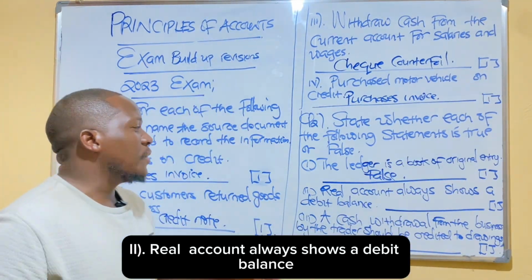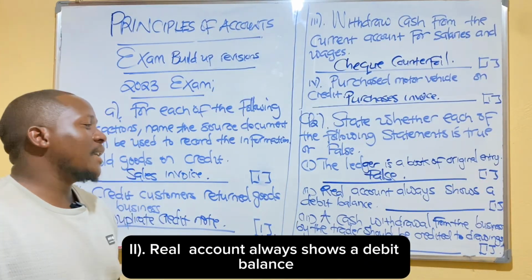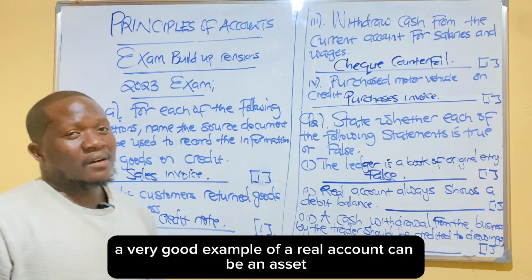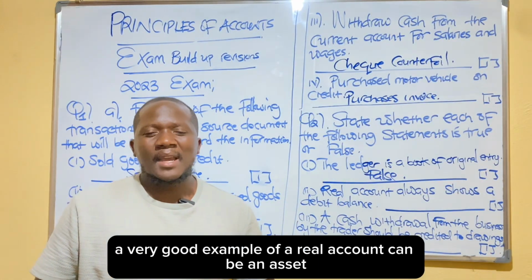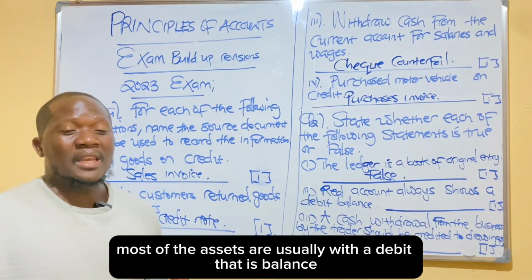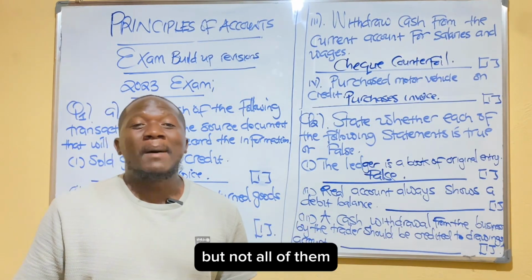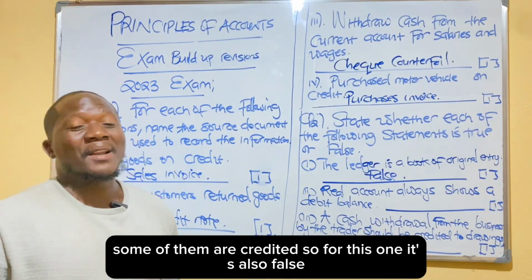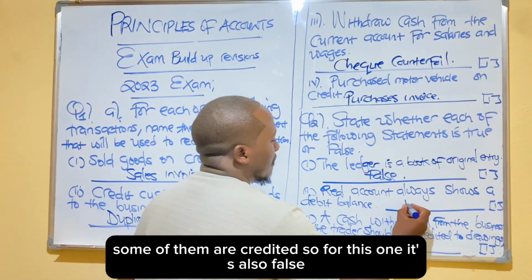Then Roman numeral 2, a real account always shows a debit balance. A very good example of a real account can be an asset. Most of the assets usually have a debit balance, but not all of them. Some of them are credited. So for this one, it's also false.